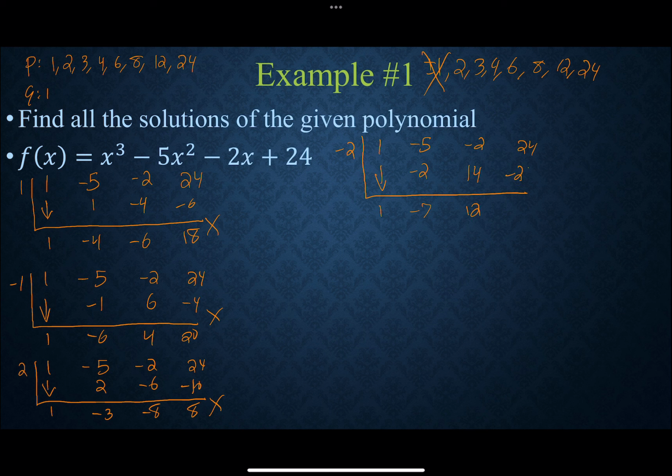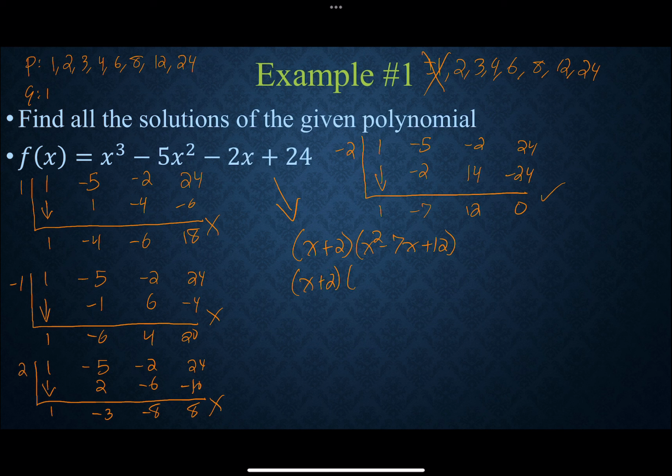And we can see that negative 2 does work. And we know it works because we got a remainder of 0. So this tells me that this cubic expression right here factored to be x plus 2, because negative 2 was a solution, and the factors are of the opposite sign, and then the quadratic x squared minus 7x plus 12. We'd be welcome to continue synthetic division from here, but once we have a quadratic, we can factor it.